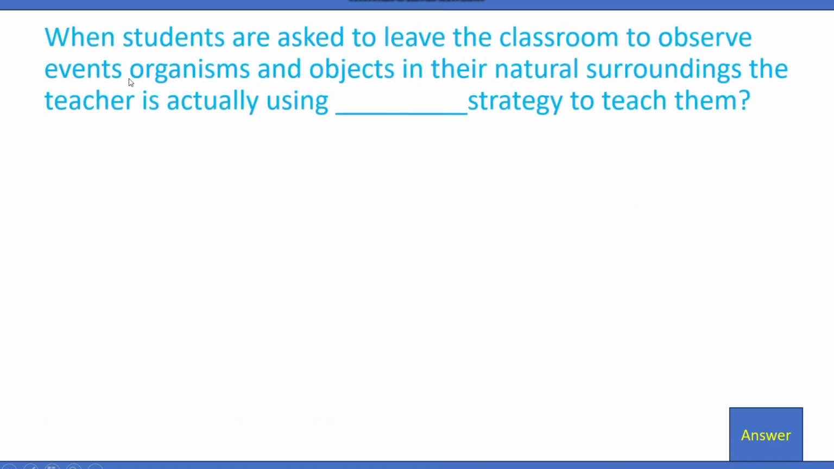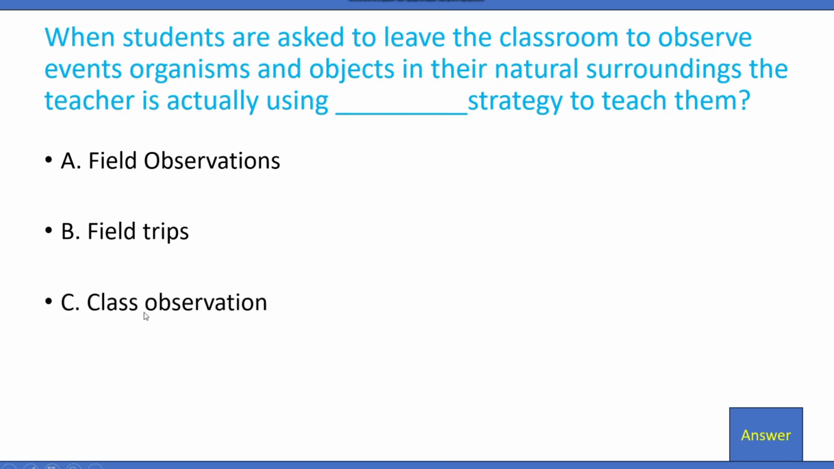When students are asked to leave the classroom to observe events, organisms, and objects in their natural surroundings, the teacher is actually using this strategy to teach them. A. Field observations. B. Field trips. C. Class observation. And D. None of these. The right answer is field observations.